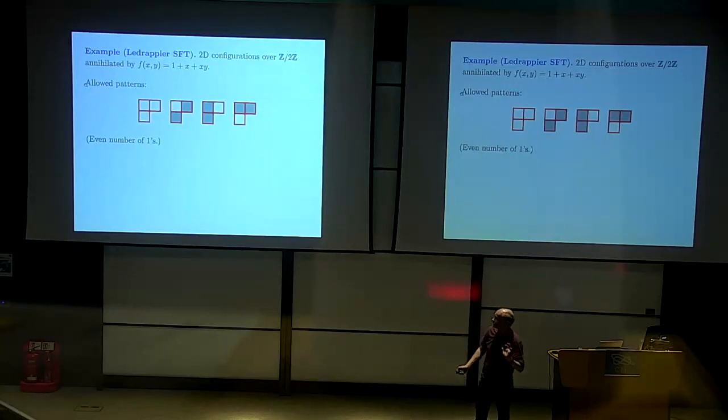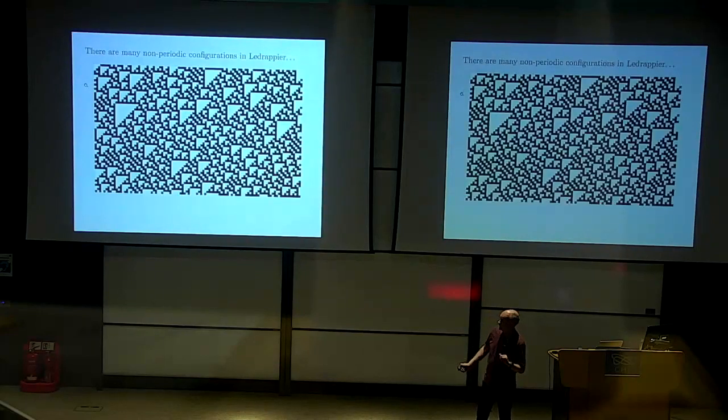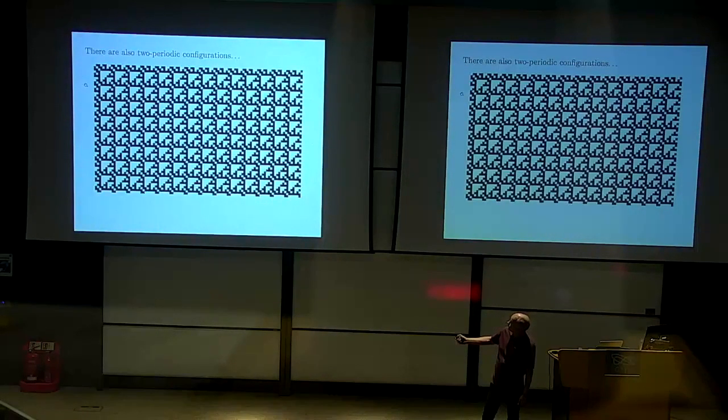So this is the Ledrappier subshift. This is a very rich subshift. It contains a lot of different configurations. You have a lot of non-periodic ones. So this is a typical example of a Ledrappier configuration. But then you also have periodic ones, two periodic ones like this one here. Okay.